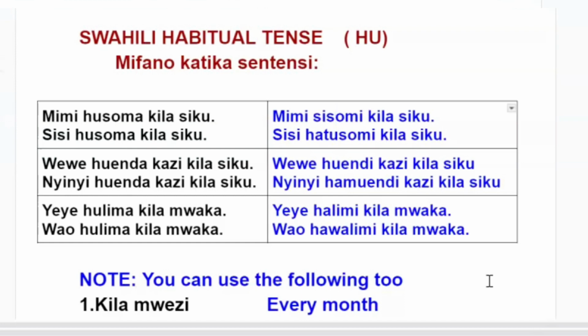The next sentence. Wewe huenda kazi kila siku. You go to work every day. Nyinyi huenda kazi kila siku. You all go to work every day. So nyinyi is when I'm referring to you, plural. Nyinyi huenda kazi kila siku. You all usually go to work every day.